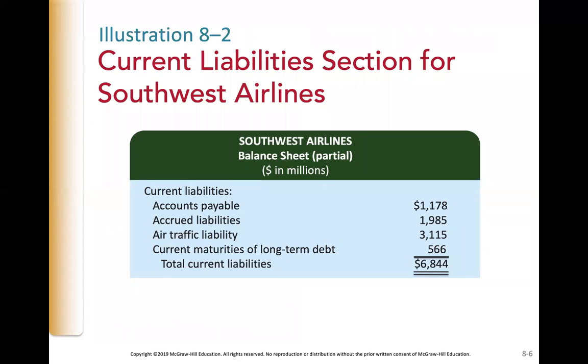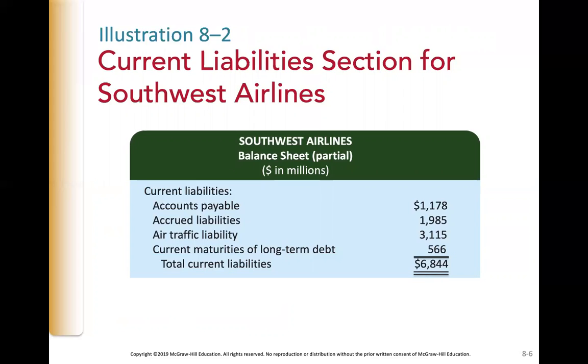This is the current liabilities section for Southwest Airlines. As you can see, it has several different current liabilities listed. Accounts payable, accrued liabilities, air traffic liabilities, and current maturities of long-term debt. Accrued liabilities consist of amounts owed, such as employee compensation, taxes, airplane maintenance, and fuel. Air traffic liability is a liability recorded when tickets are first sold. This is the deferred revenue account. They owe the customer service until that flight is provided.